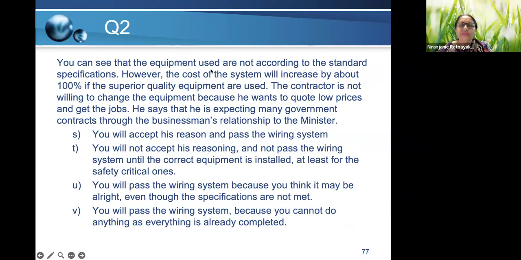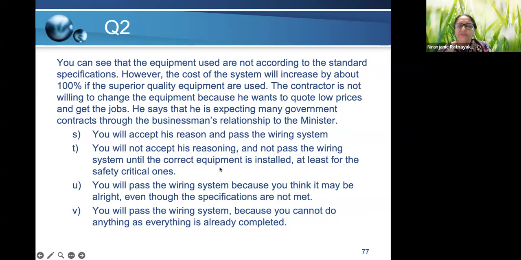Next one, you can see that the equipment used is not according to the standard specification. However, the cost of the system will increase by about 100% if superior quality equipment is used. The contractor is not willing to change the equipment because he wants to quote low prices and get the jobs. He says that he is expecting many government contracts through the businessman's relationship to the minister. You will accept his reason and pass the wiring system.